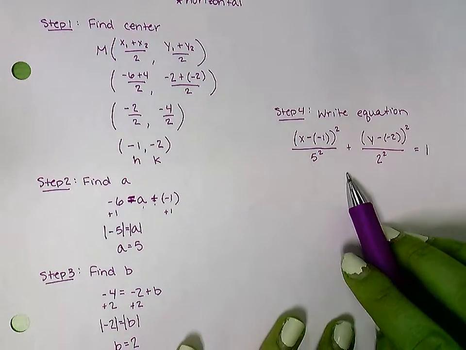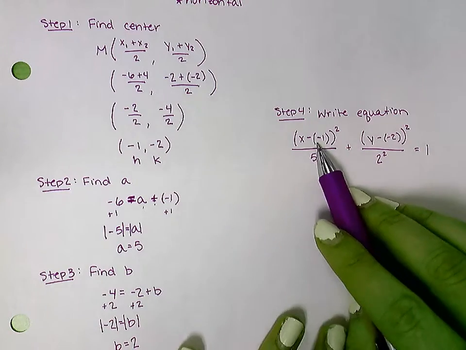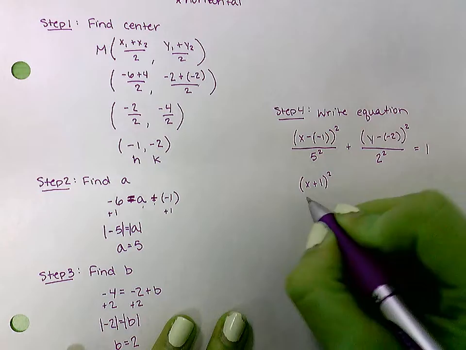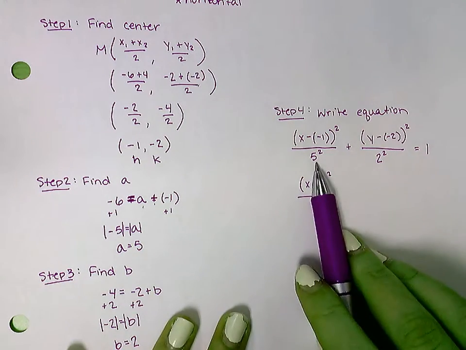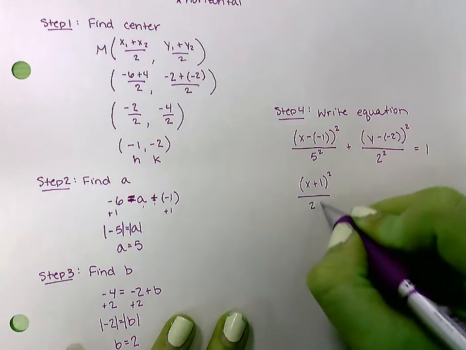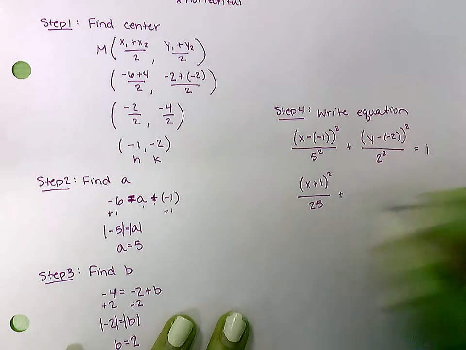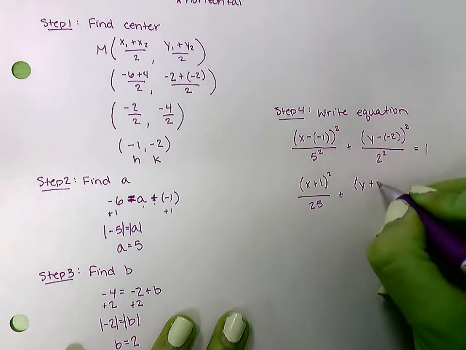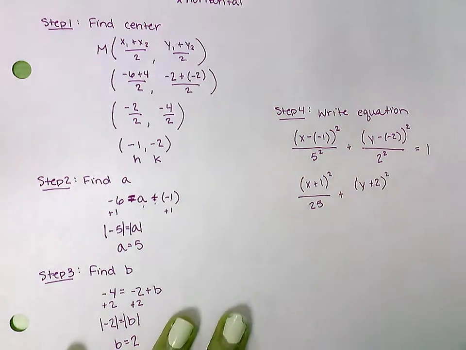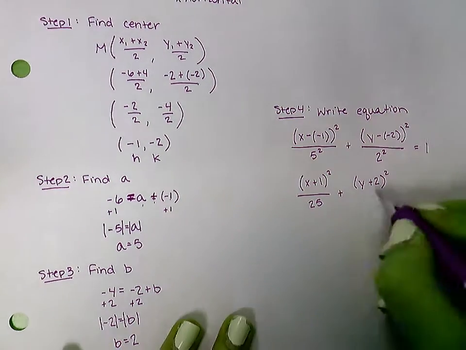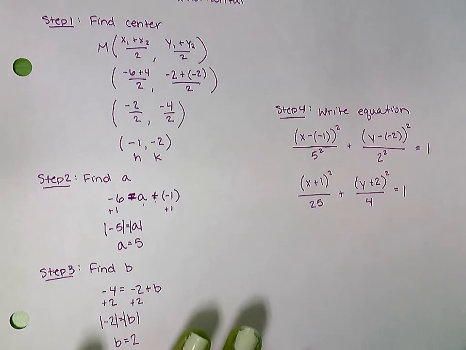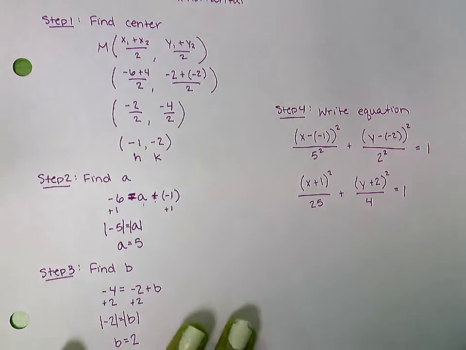Okay, I can rewrite this since I have minus and negative. I can rewrite that as x plus 1 squared. I can square this 5 to be 25. Plus, again, I have minus and negative here, so you can change that to a positive. 2 squared is 4. And again, it's always equal to 1.